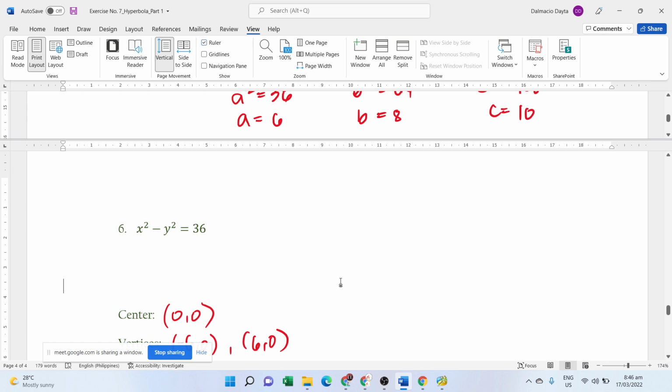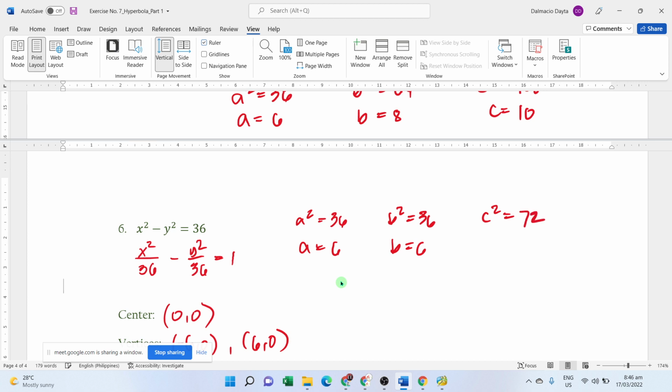So for this one, you need first to translate this into its standard form. Dividing all terms by 36, we have x squared over 36 minus y squared over 36 is equal to 1. Hence, a squared is equal to 36 and a is equal to 6. B squared is also 36. This is possible. B is equal to 6 and c squared is 72. The square root of 72 is square root of 36 times 2, which is 6 square root of 2.